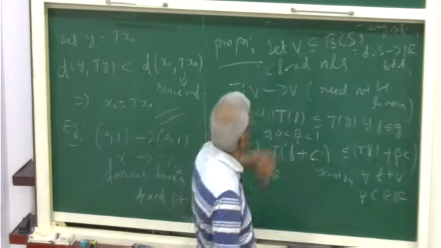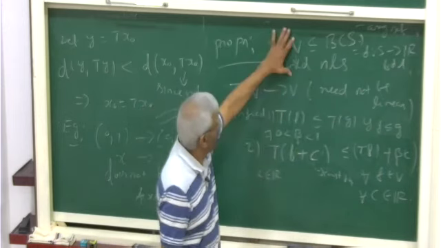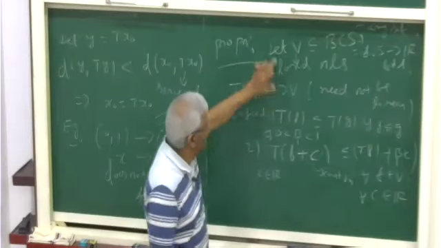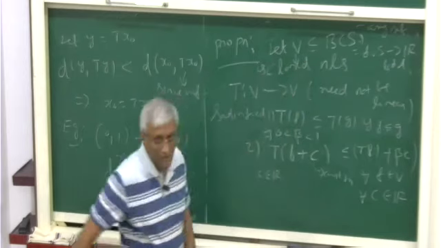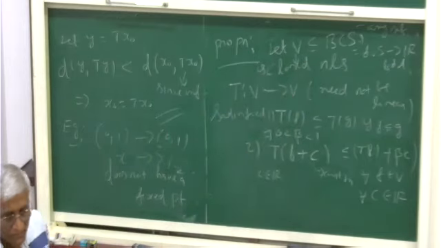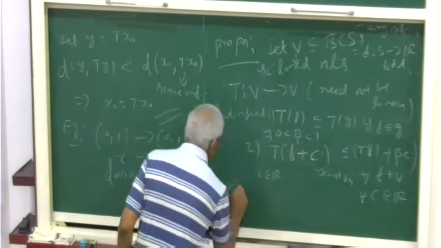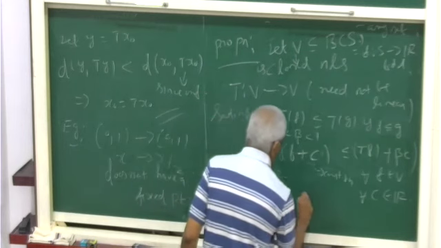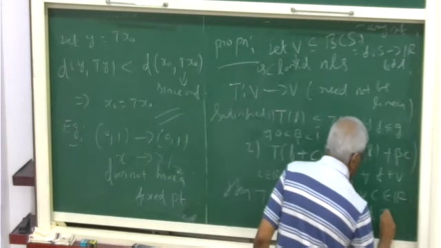V is a closed normed linear space. There is nothing up to here, there is only V, nothing else. V is a subset of B(S), a closed normed linear space. We need completeness, right? So that's why we are taking this. We want to use the same fixed point theorem to prove that T has a unique fixed point.